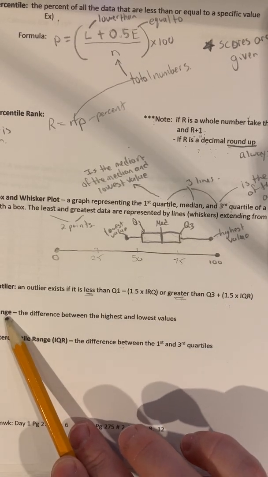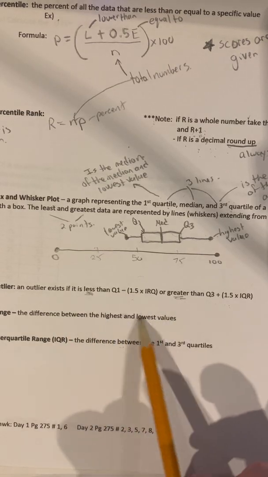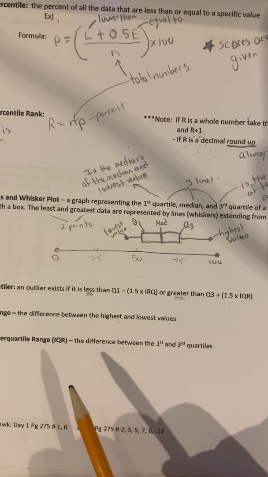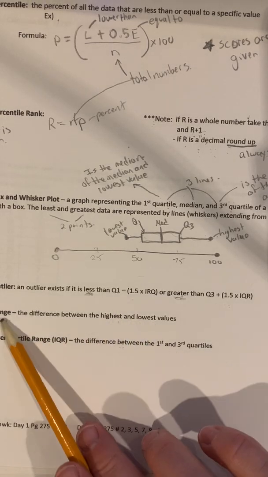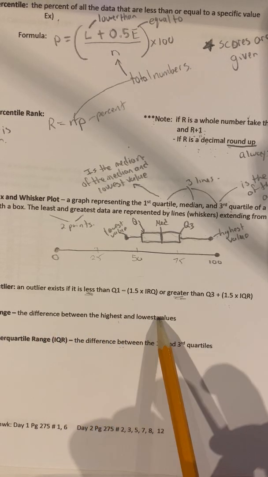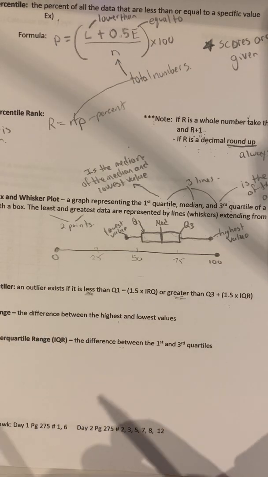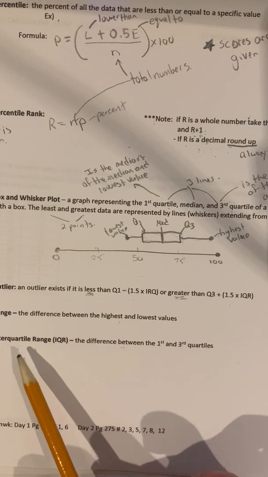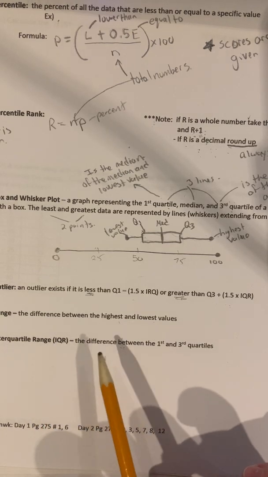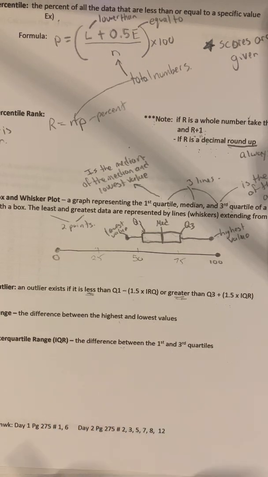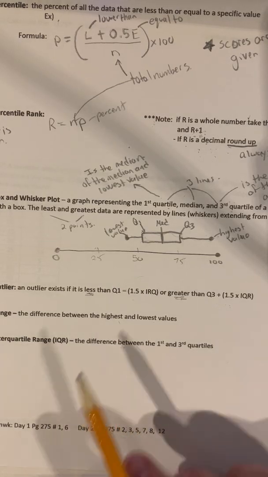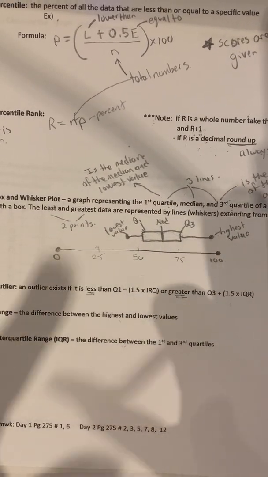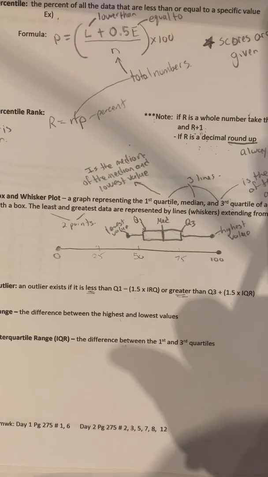Okay, the range is the difference between the highest and lowest values. That just tells you how far apart the highest and lowest values are. So what we do with the difference, we subtract the highest and lowest values. That gives us the range. And then we have something called here IQR, which is our interquartile range. And all we do is we subtract the third and first quartiles. Okay, a lot of information here. It looks a little bit confusing because it's brand new, but it's not that difficult.